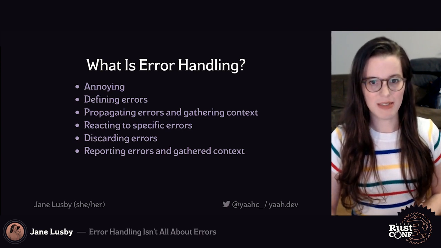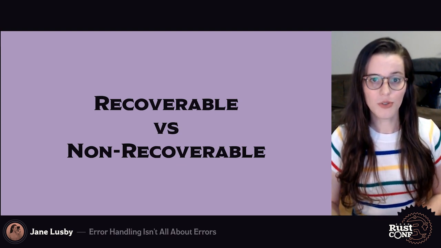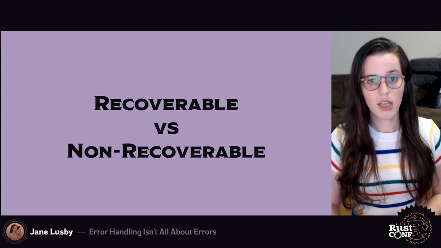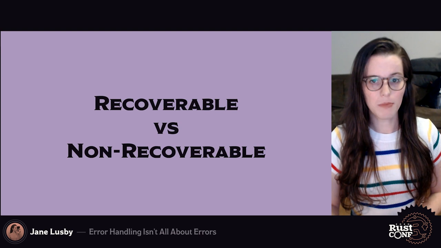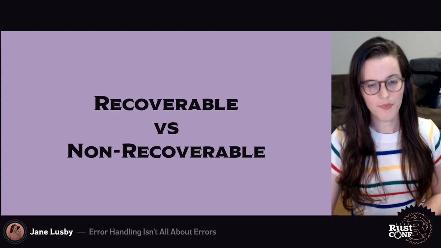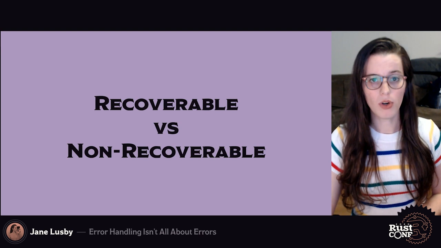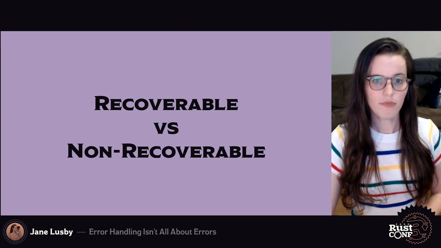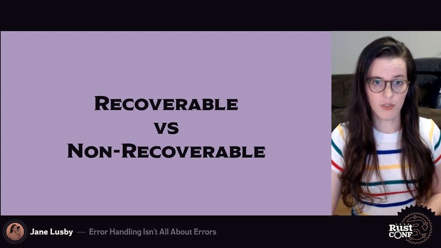So let's start with the fundamentals. Note that this first bit was taken almost word for word from the Rust book's chapter on error handling. The Rust model for errors distinguishes between two classes of errors, recoverable and non-recoverable errors. Recoverable errors are errors that can reasonably be reacted to or reported when encountered. These are errors like file not found or connection closed. Non-recoverable errors are errors that cannot reasonably be reacted to, only reported before exiting the thread or program. These errors are usually caused by bugs, such as index out of bounds or integer overflow.